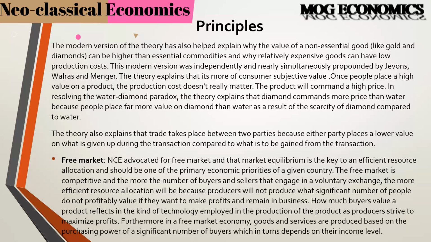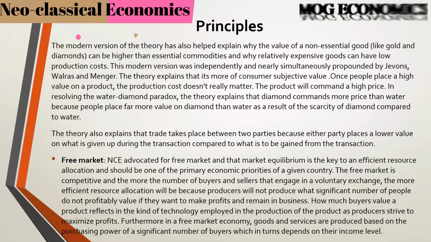Okay, now this modern version was independently and nearly simultaneously propounded by Jevons, Walras, and Menger. The theory explains that it's more of consumer subjective value. Once people place a high value or a high premium on the product, the production cost doesn't really matter. The product will come at a high price.